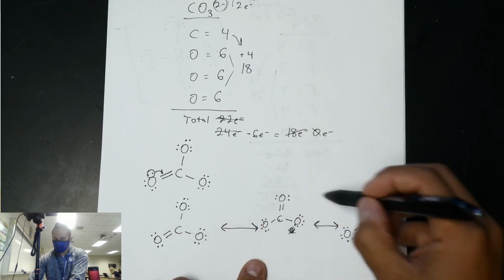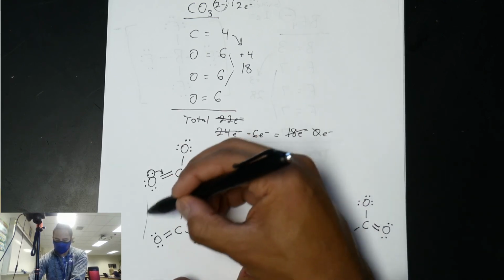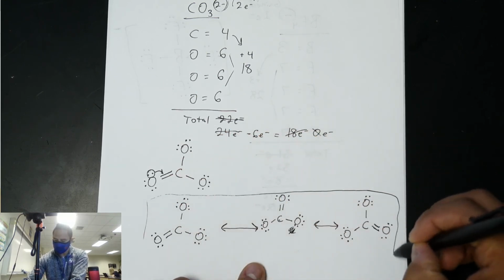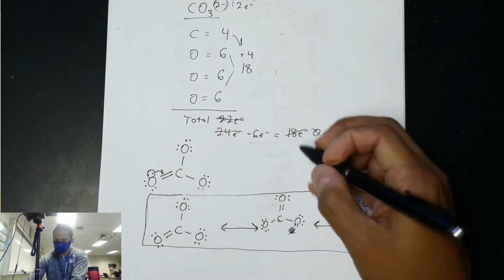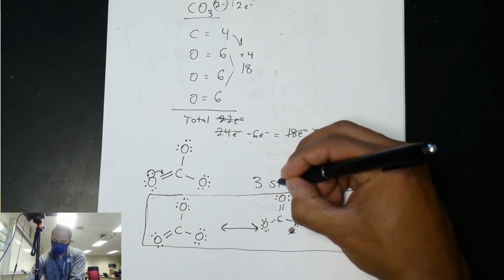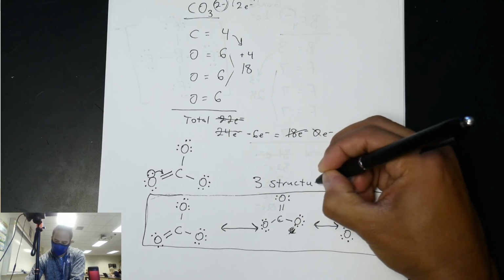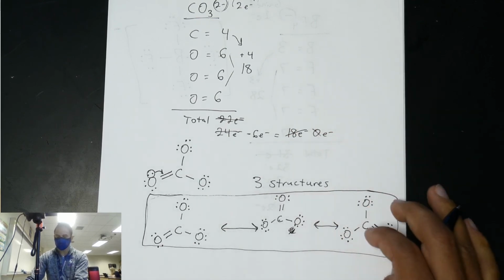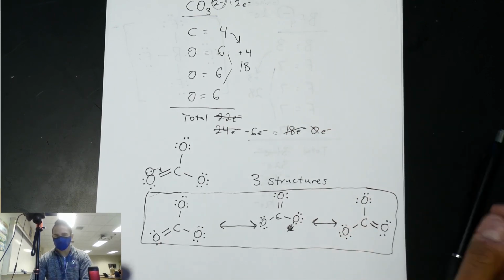So either way, this is what we call resonance, and ultimately the question was asking, how many resonance structures can we draw? 3, okay? In this example, we can draw 3 resonance structures for CO3 2-.